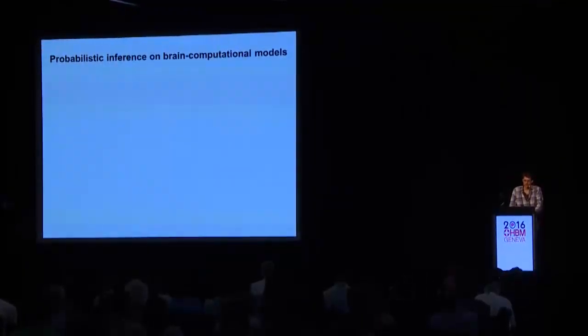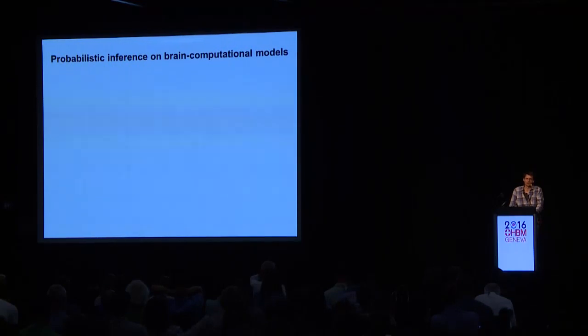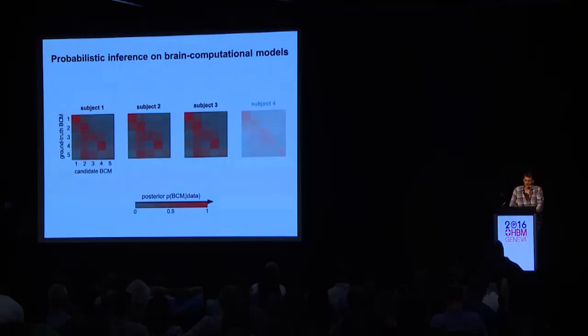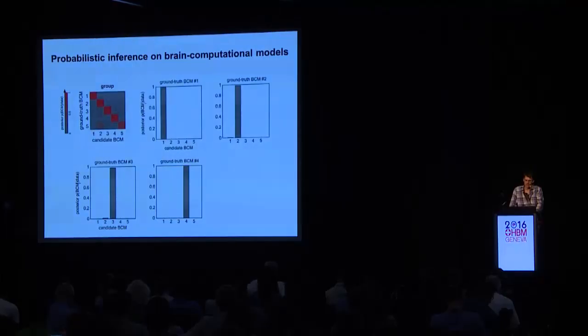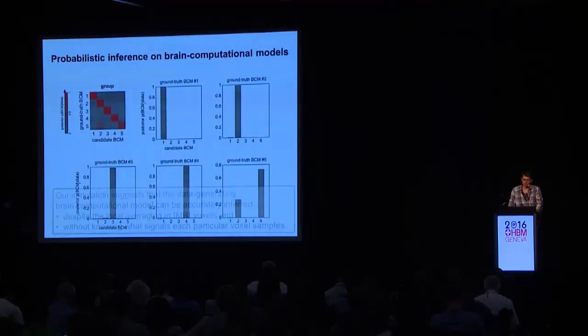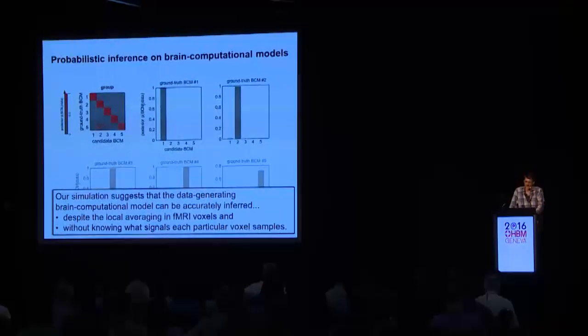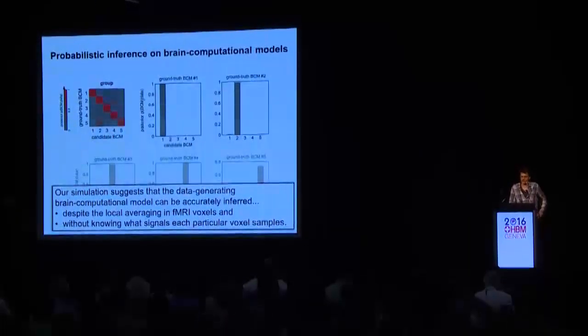We can do this more formally by simulating thousands of these RDMs from each of the brain computational models for different draws from the priors over the parameters of the measurement model, and then infer the posterior, the probability of each brain computational model given the data. When we do this for our simulated subjects here, we see that this tends to work to some extent. Here are the group results, and for each of the data generating models, this analysis correctly infers which model generated the data. So the conclusion is that our simulation suggests that the data generating brain computational model can be accurately inferred despite the local averaging in fMRI voxels and without knowing what signals each particular voxel samples.